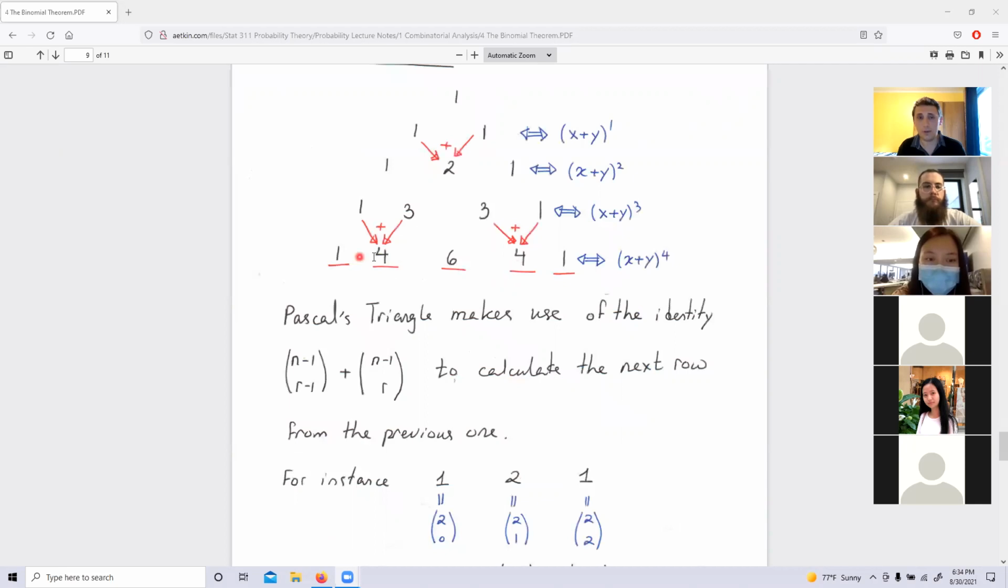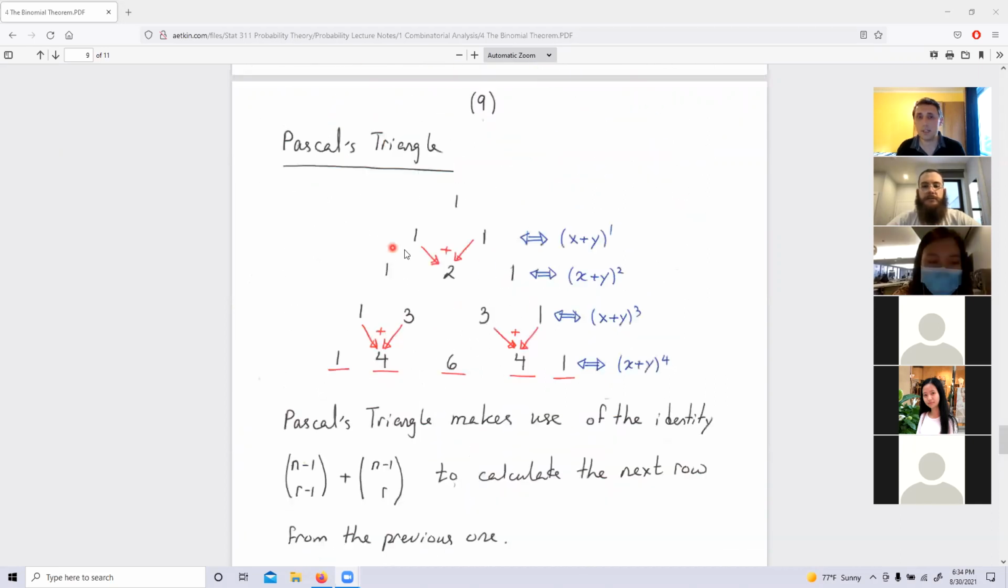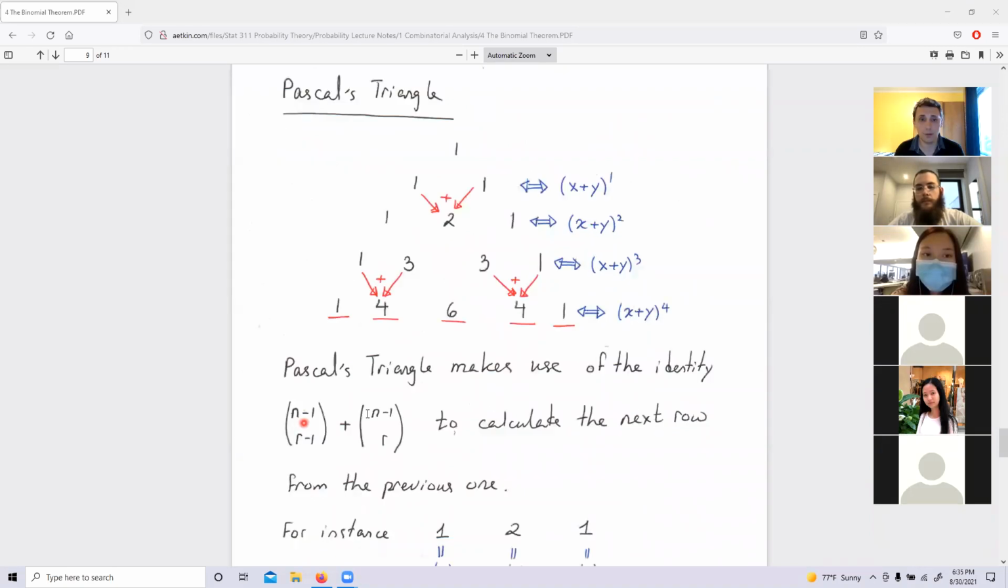And you do the same thing to expand (x plus y) to the power of 4 this way. Those are the coefficients for the expansion of (x plus y) to the power of 4. Now, this Pascal's triangle is actually working on the Pascal identity, right? n choose r is equal to n minus 1 choose r minus 1 plus n minus 1 choose r. It's working on this identity.